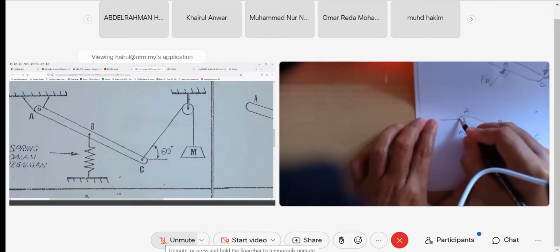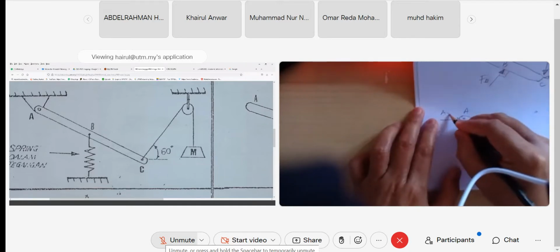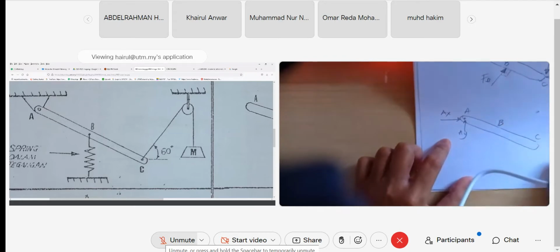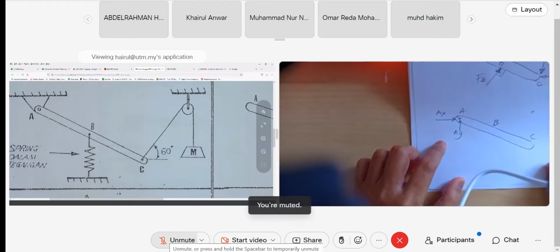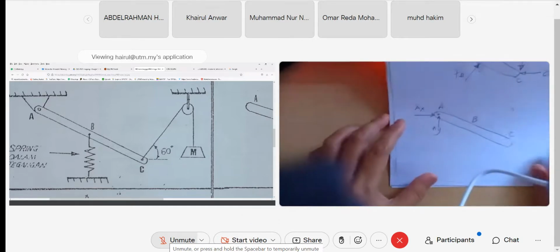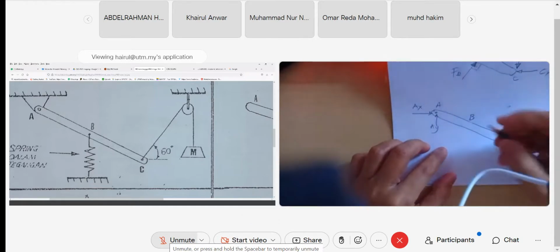Direction, no worries, guys. If the direction is wrong, okay, but the number of components must be right. Clear? When you find Fx equal to 0, you will get a negative value, which means your direction is reversed. You know this, right? Okay, B, what is it?